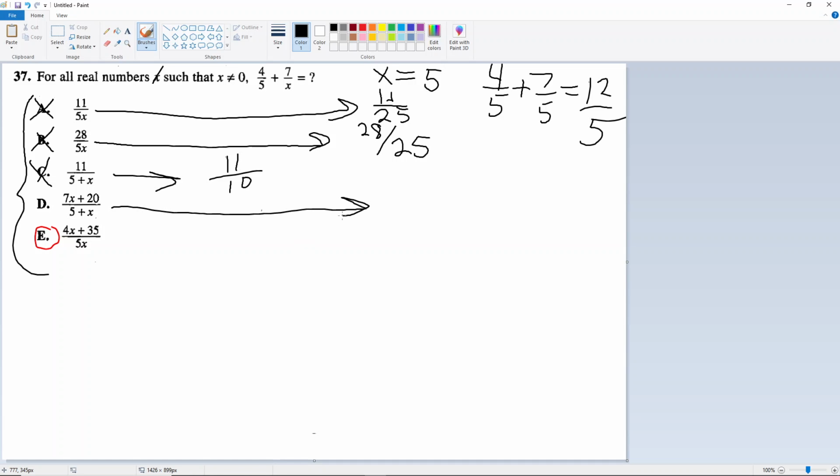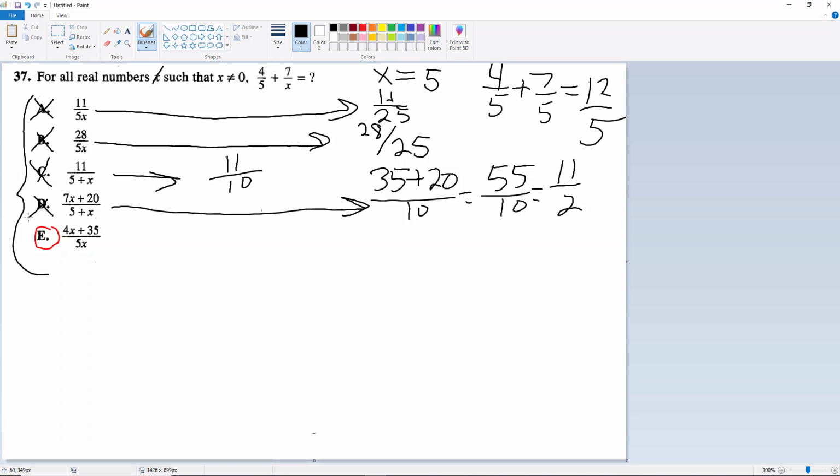I'm putting in 5 for x. 7 times 5 is 35 plus 20, divided by 10. So that's 55 divided by 10. Now, I can divide both top and bottom by 5. 55 divided by 5 is 11. 10 divided by 5 is 2. That's 11/2. 11/2 does not equal 12/5.